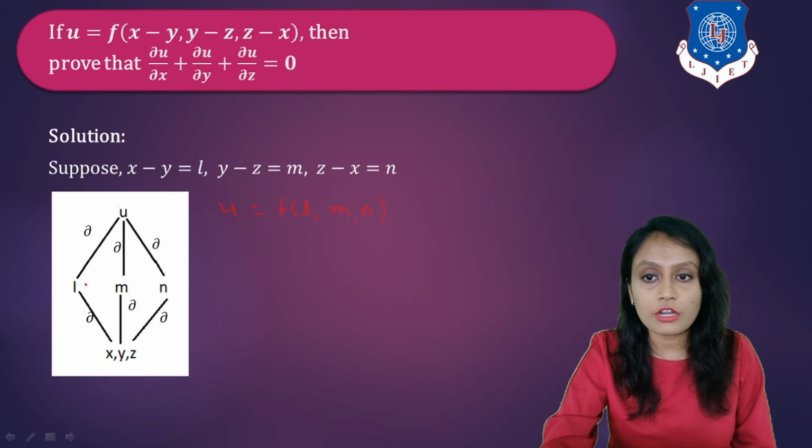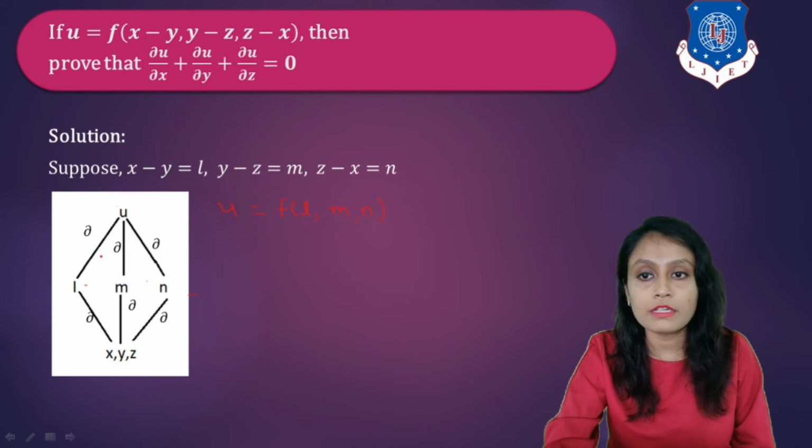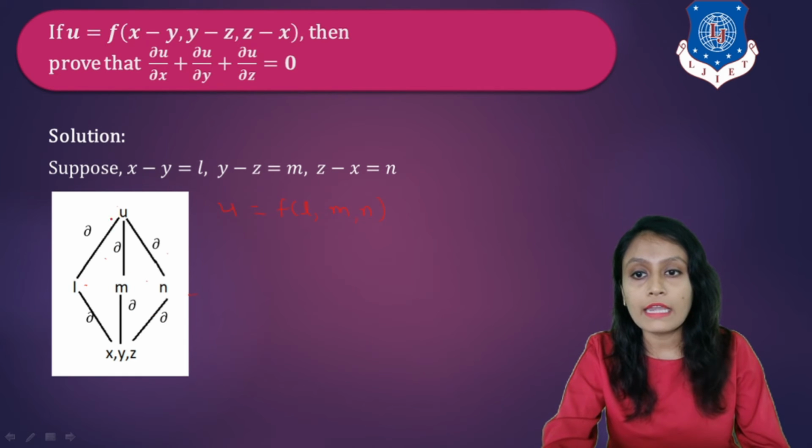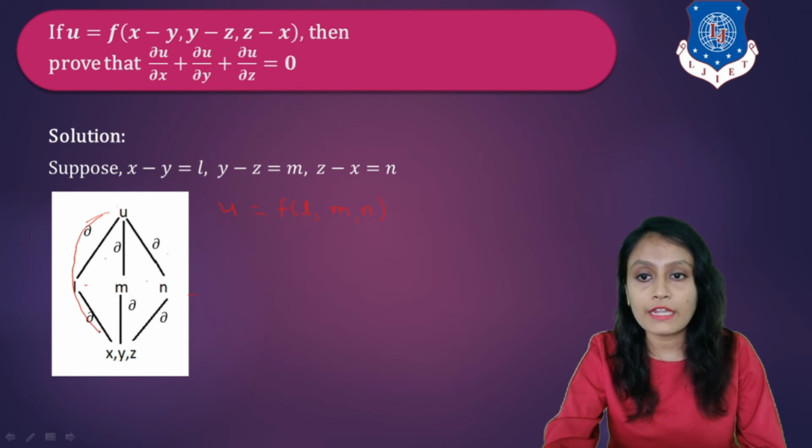So u is a function of l, m, and n. Okay, and l, m, n are functions of x, y, and z. Okay, everywhere we have more than one variable, so we will write del everywhere. Now in order to find del u by del x, we will solve this, that is del u by del l into del l by del x plus del u by del m into del m by del x plus del u by del n into del n by del x. Okay, so we will apply that formula.